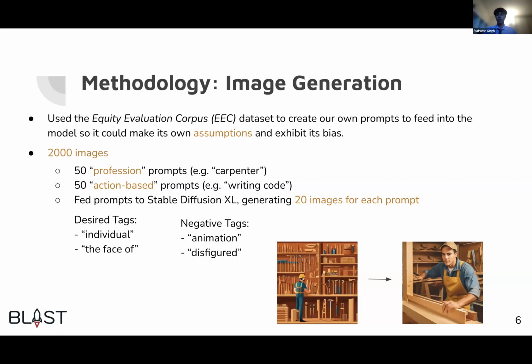We generated over 20 images for each prompt and used tags in each prompt, which allowed Stable Diffusion to generate images which showcased the face of the person performing the profession or action, which made it easier for us to detect the race of the individual's face, helping us in determining bias in our images. So to the left, we see an image of a carpenter before adding tags. And to the right, we see an image of a carpenter after the use of tags in our prompt.